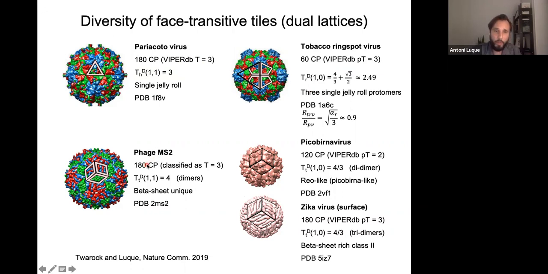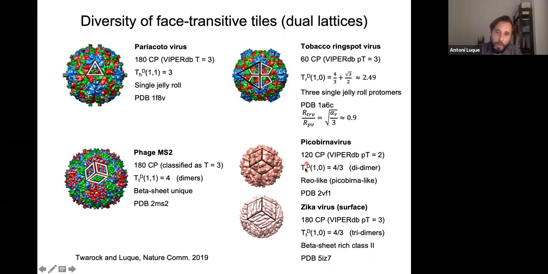FHMS2 was 180 proteins, classified as T3, but when we look closely now, we see that it fits into the trihexagonal dual with rhombs forming dimers in this case, which has one-one step, so it will be a surface 4. And in this case, the fold is different. It's a unique beta sheet protein fold.